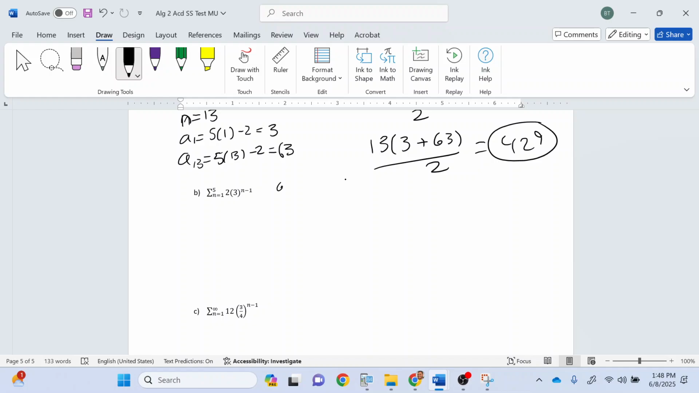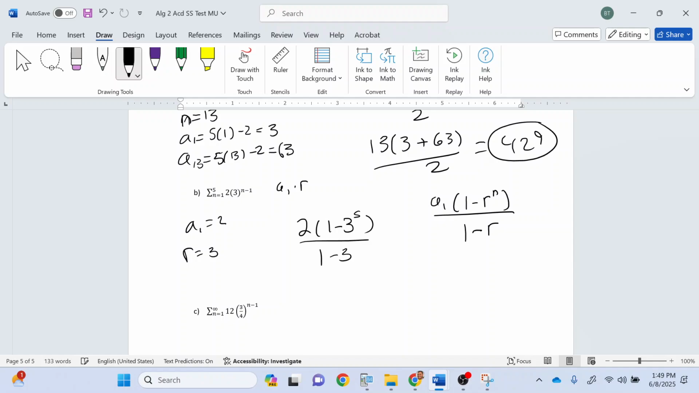Over here, it's always going to look like A1 times R to a power. So it's pretty obvious that A1 equals 2 and R equals 3. But the formula for the sum of this thing is going to be A1 times 1 minus R to some N power over 1 minus R. In this case, it's going to be A1, 2, times 1 minus the R, 3, to the power 5, over 1 minus 3. So 1 minus 3 times 3 times 3 times 3 times 3 is 242 divided by 2, added 2, so it's going to be 242.